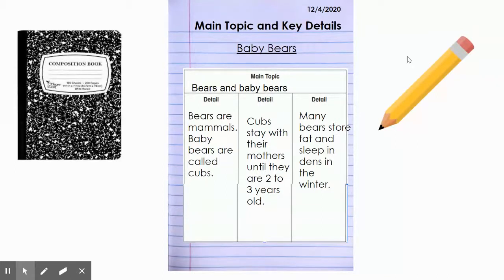So you may go ahead and pause this video as you write down your third and final key detail. All right, second graders, you have reached the end of our video. I hope you enjoyed searching and looking for key details and the main topic of our story, baby bears.